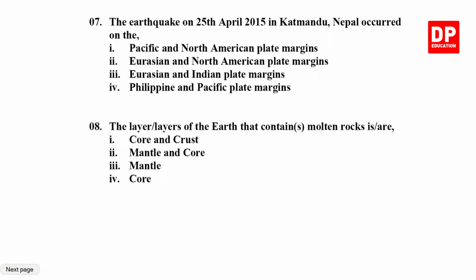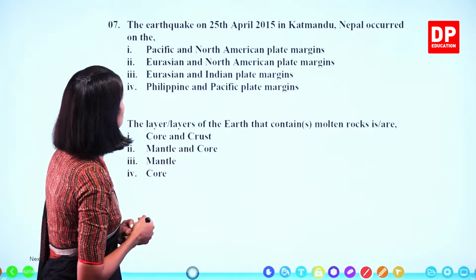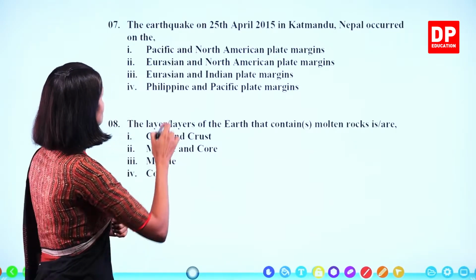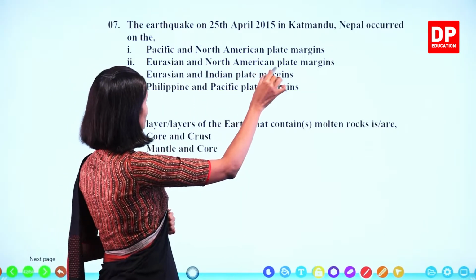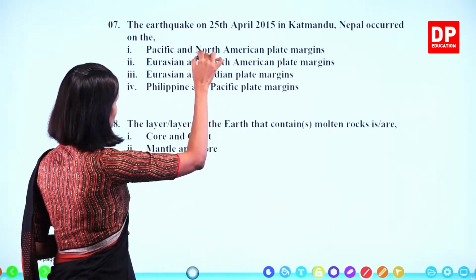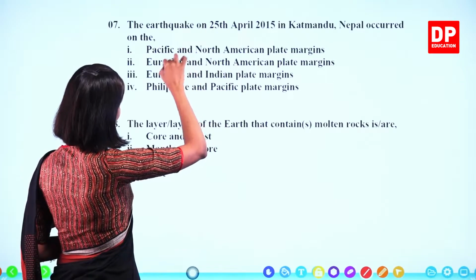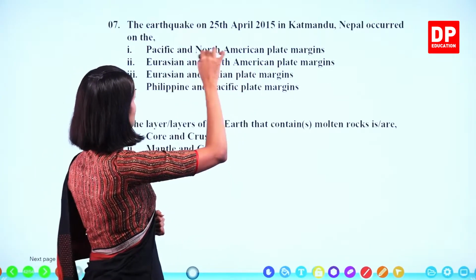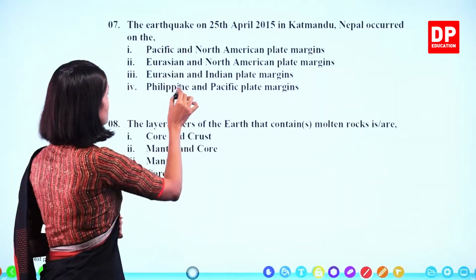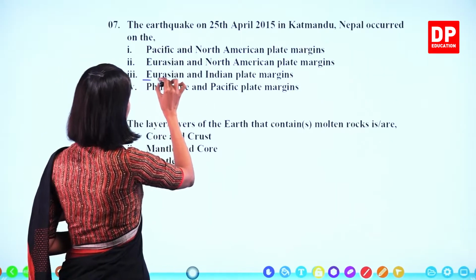Number 7. The earthquake on 25th April 2015 in Kathmandu, Nepal occurred on which plate, children? Pacific and North American plate margins, Eurasian and North American plate margins, Eurasian and Indian plate margin, Philippine and Pacific plate margins. The answer number is 3. Eurasian and Indian plate margins.